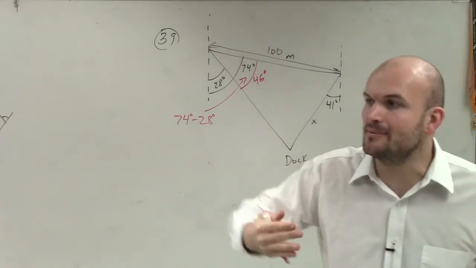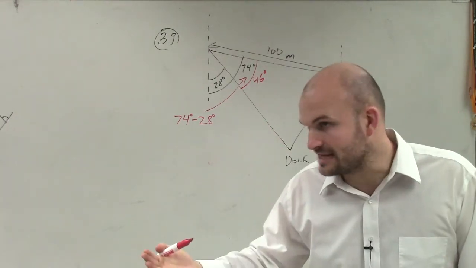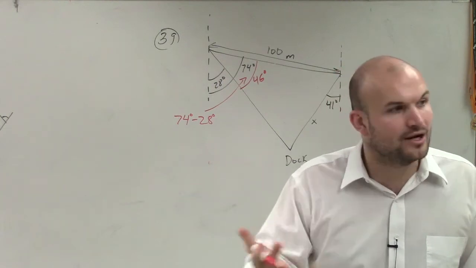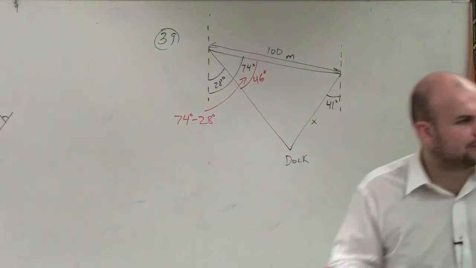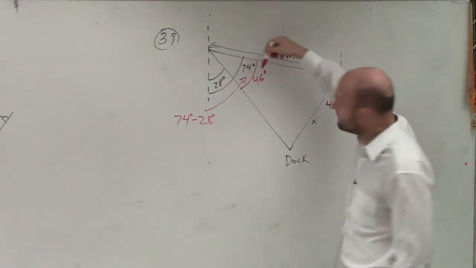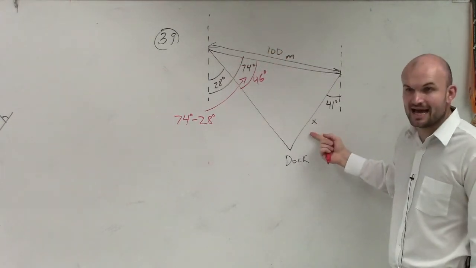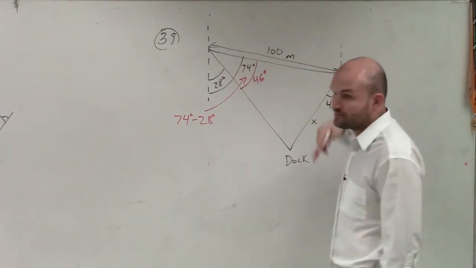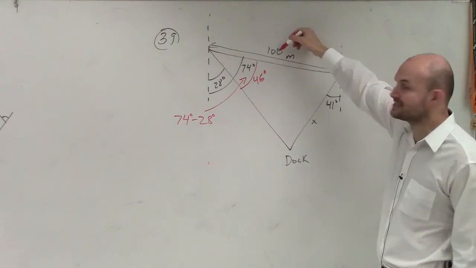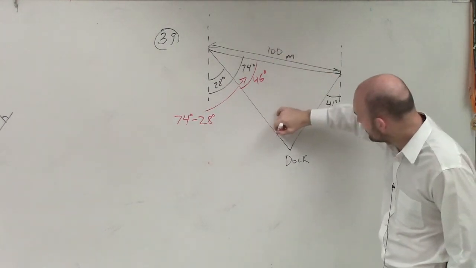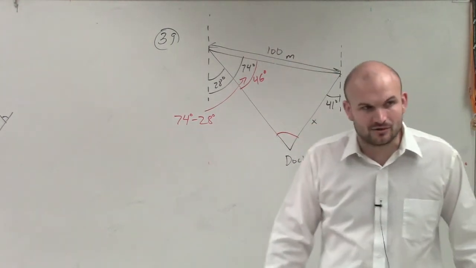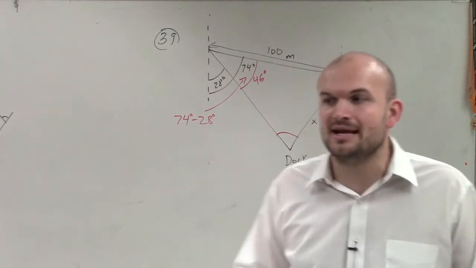Now, think about this, ladies and gentlemen. This comes from a law of sines section, right? So therefore, we're going to want to be able to figure out using the law of sines. Well, we have the opposite angle, and we want to find this x. So the only other side length we know is 100 meters. That means I want to figure out what is that angle. All right, how can I figure out that angle?